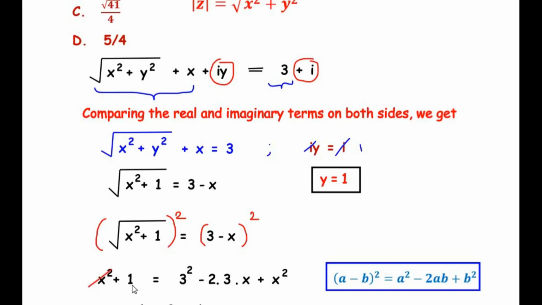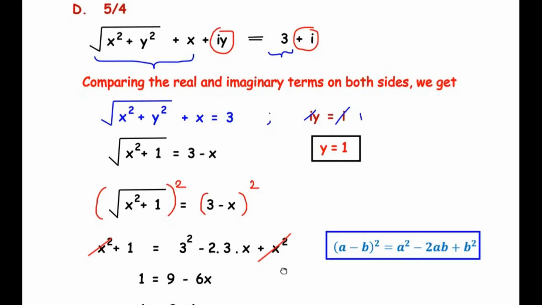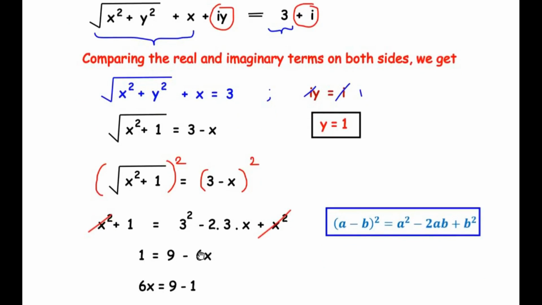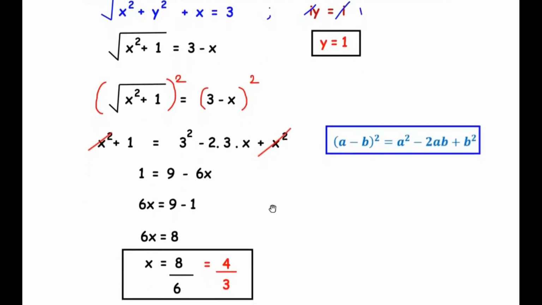Now x square from the left hand side and x square from the right hand side cancel out each other. So on the left hand side we have 1 and on the right hand side we have 3 square which is 9 minus 2 times 3 is 6 times x. Now let us exchange the places of 6x and 1. So minus 6x becomes plus 6x and 1 becomes minus 1. So 6x will be equal to 9 minus 1 which is 8, or x is equal to 8 over 6, which can be simplified as 4 over 3. Now here we have got the value of y as 1 and x as 4 over 3.